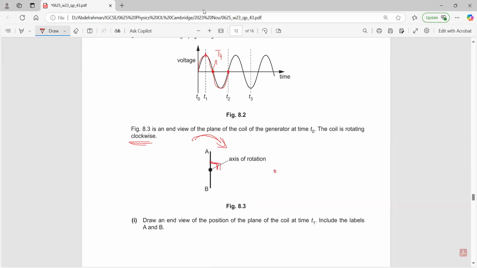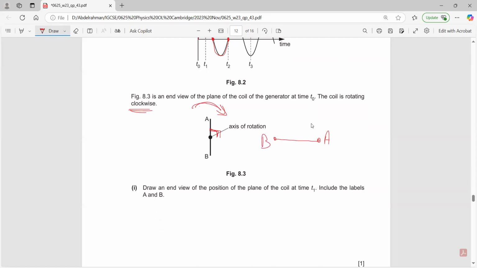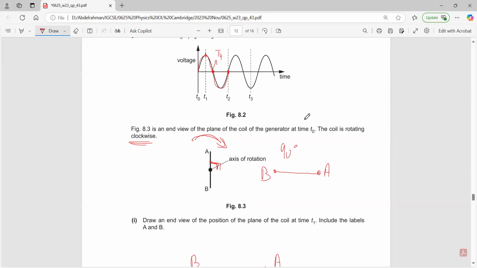So it would look something like this. A is on this side and B is on this side. That's all you need to draw. So at time t1, it will look somewhat like this: A and B. This is after 90 degrees. What about after 180 degrees, which is at t4? It will keep on rotating in this direction. So A will be facing downwards and B will be facing upwards. So this is at 180 degrees after half a rotation.